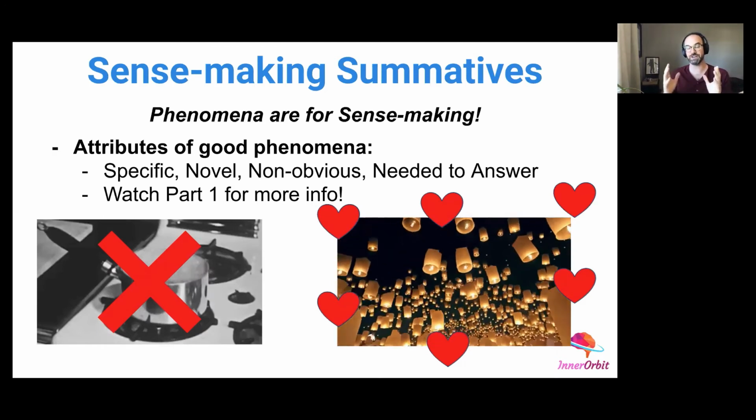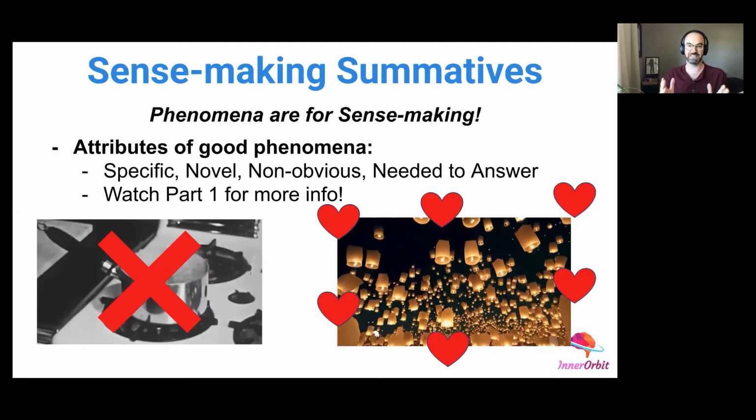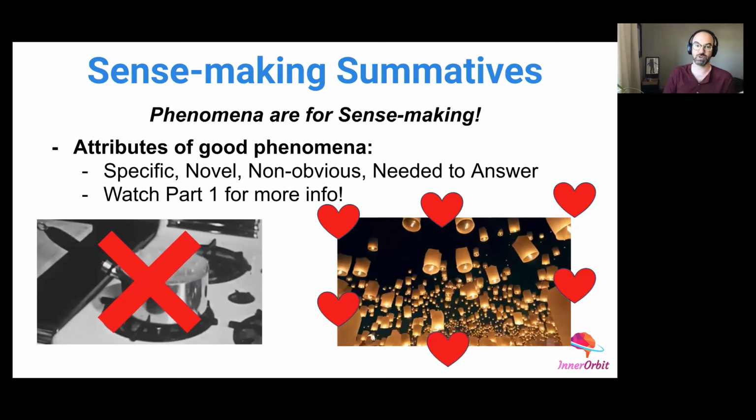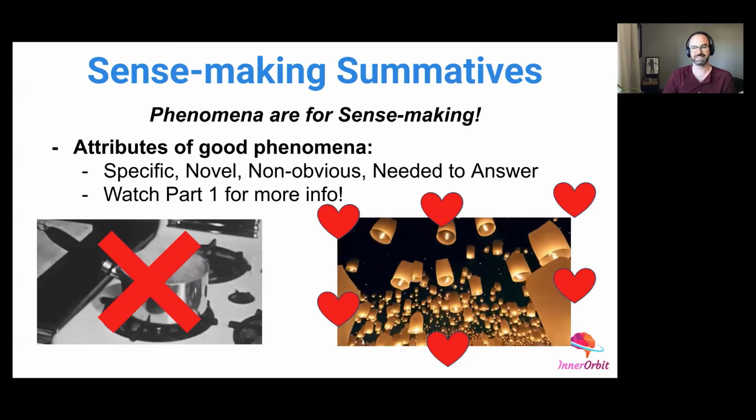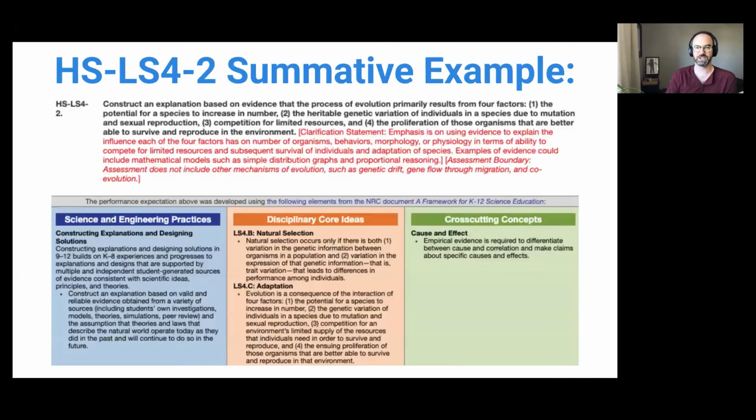We have an entire session on sense-making and phenomena. I strongly recommend, if you have not gone through that, that you watch it. There is much more to be said on this topic. We're going to start with HS-LS4-2 and we're going to dive straight into a summative because we're starting with the end in mind, and then we're going to move backwards from there to where students will begin.